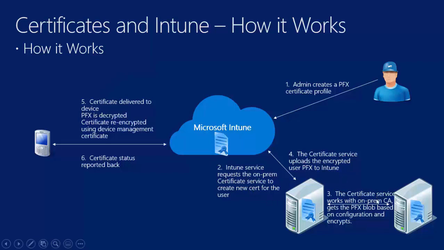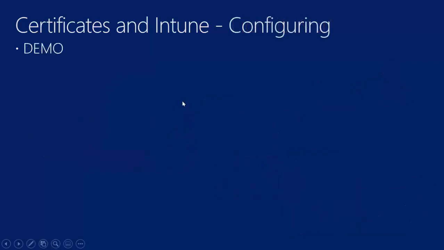So the certificate service then is going to work with the on-prem CA, grab the PFX blob, and finally upload it into Intune. And then the certificate is going to be delivered to the device. One little kind of in the weeds thing is the PFX itself is decrypted and re-encrypted using the device management cert on the device. And then the status for that cert is reported back, right? Okay, so let's look at how we configure this.